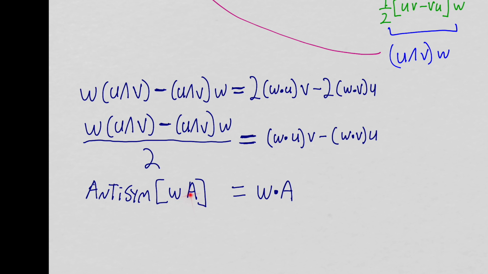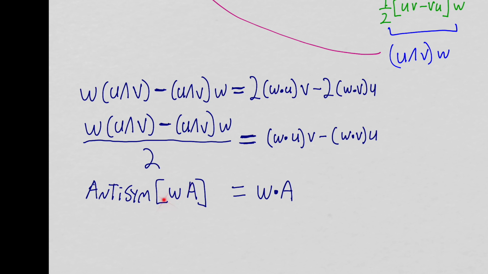the bivector A. Here's the bivector A, u wedge v, and it's w times u wedge v minus u wedge v times w over 2. That's the anti-symmetric part of this product. So we are going to define the anti-symmetric part as w dot A. Now notice we used to define w dot A as the symmetric part of something, but not this time. This time we are going to define it as the anti-symmetric part.